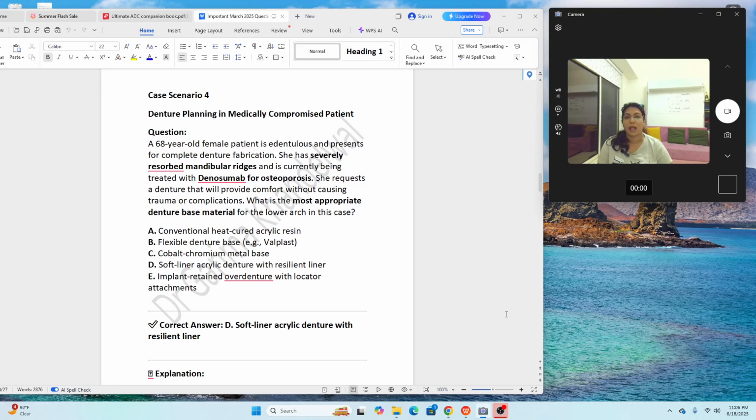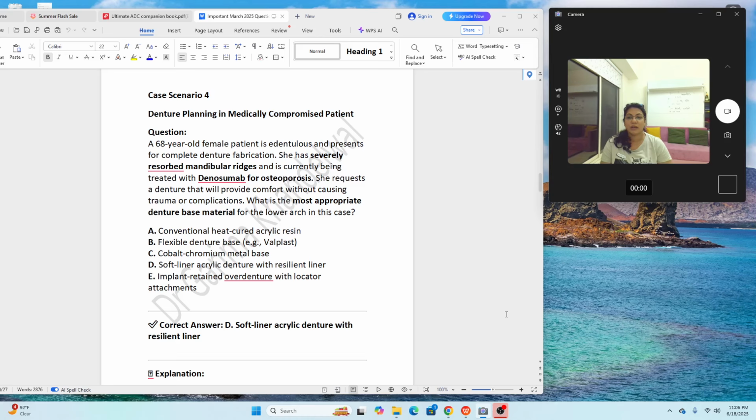See, if she was not having this medication, denosumab, then pretty much the most stable denture is cobalt chromium, but it is of a metallic framework and it would exert a lot of pressure on the mucosa and the remainder of the bone, causing it to resorb even more. And because she already has a very severely resorbed mandibular ridge, plus she's taking denosumab, then the option of cobalt chromium metal base is out. You just cannot give that, okay?